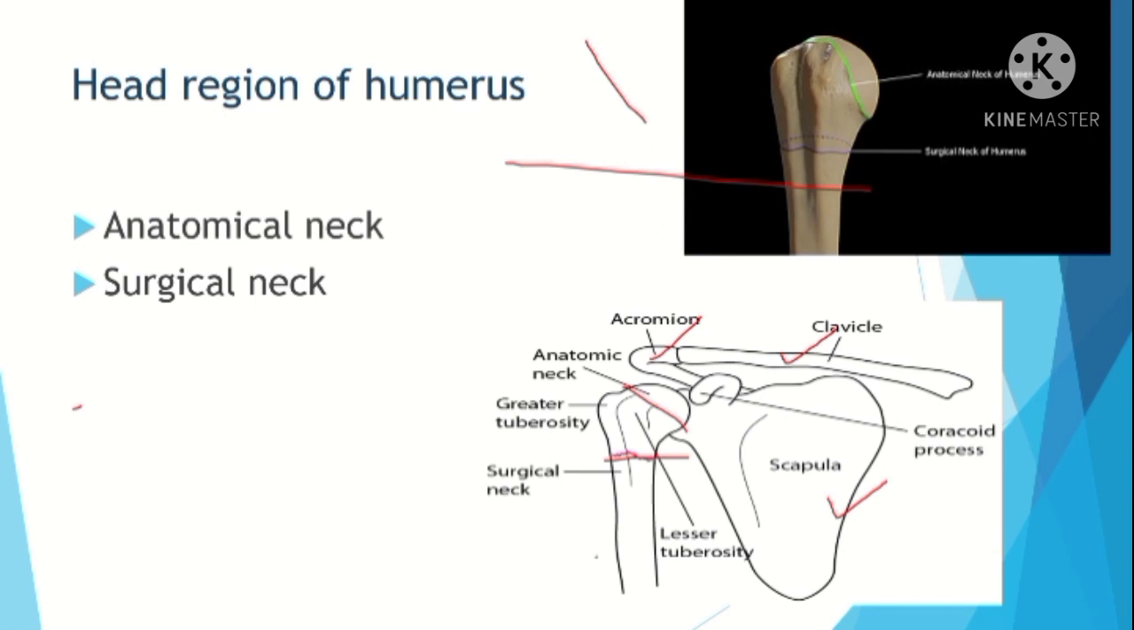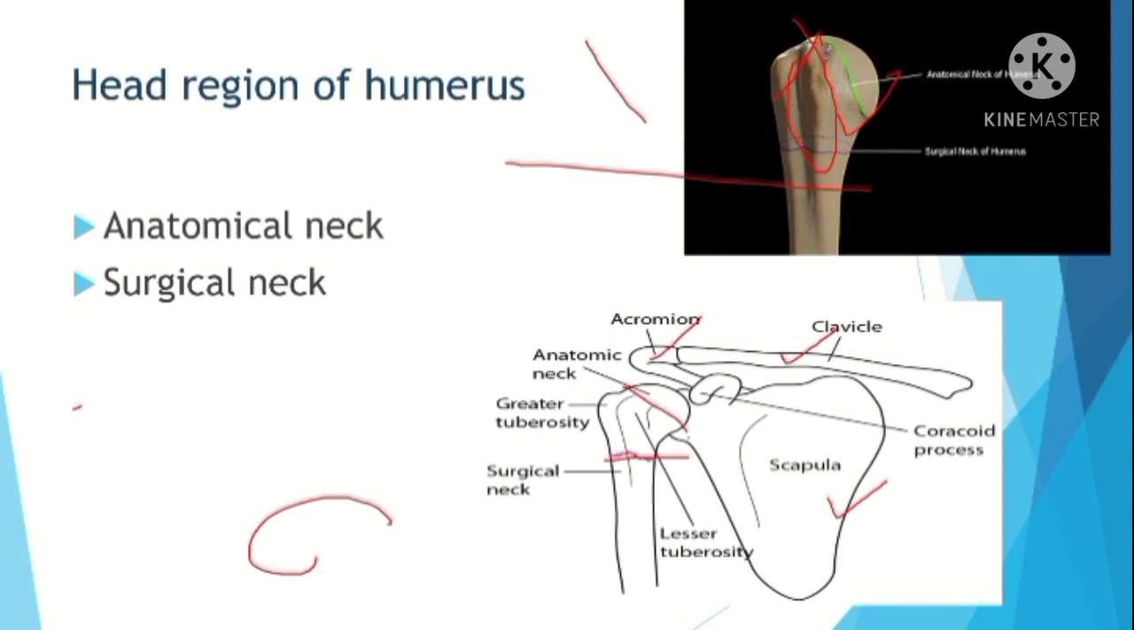Where is my pointer? Yeah. Here this is the greater tubercle, this is the lesser tubercle, and this is the intertubercular sulcus. Now the neck is not that important, but it's okay if you understand it. It's very easy. There is a scientific reason why it is called the anatomical neck and why it is called the surgical neck.